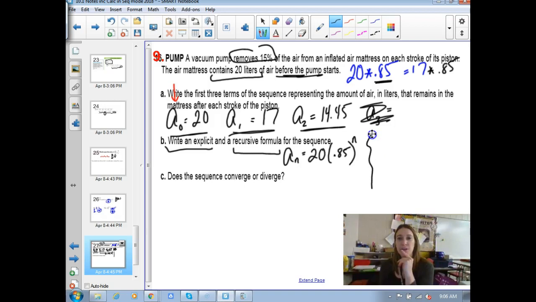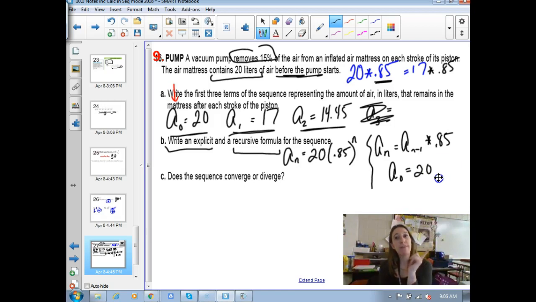Let's talk about recursive though. So recursive would be if you take your previous term and you multiply it by 0.85, but your 0th term, that's confusing, right? Because it's 0 piston pumps, starts off with 20. So that's confusing. At some point for your reader, whoever's interpreting this, you'd have to define that n represents the number of piston pumps that have gone through.